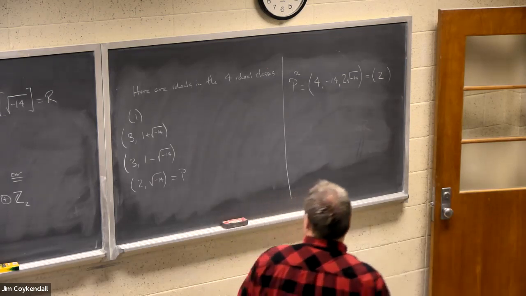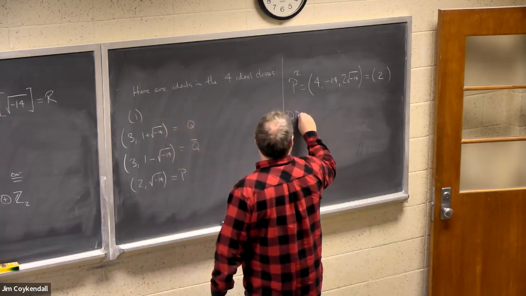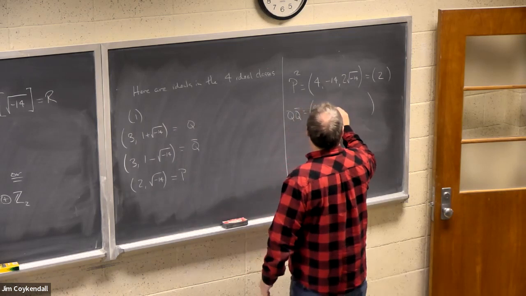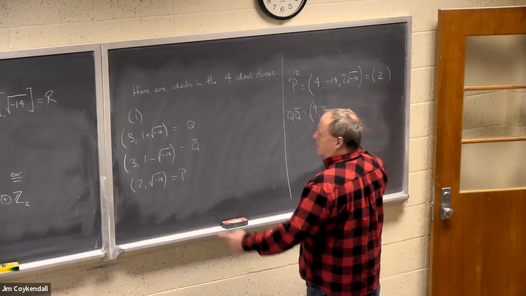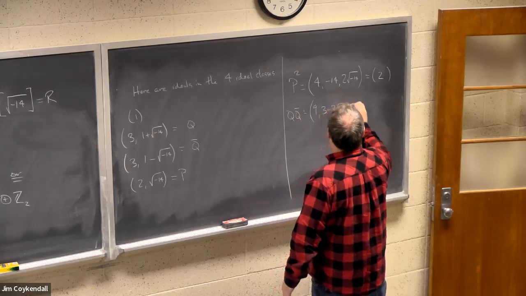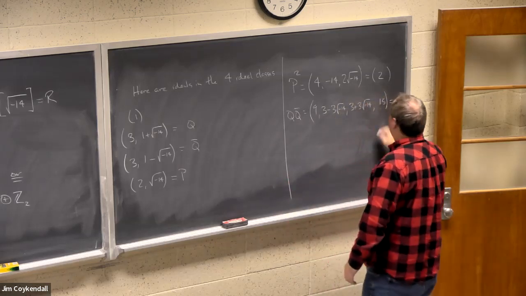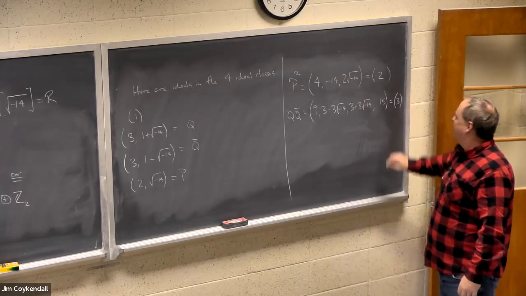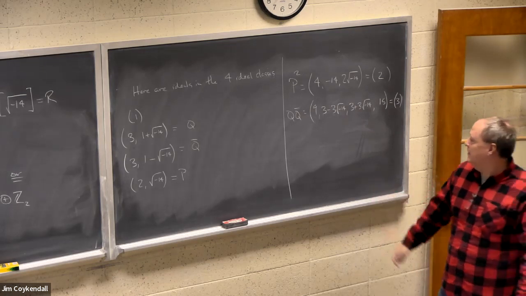Now there's a cheap way I can do this. Let's call these Q and Q bar. If I multiply these, I get 9, then 3 minus 3 radical negative 14, 3 plus 3 radical negative 14, and then 15. And this is the ideal generated by 3, because 3 divides all of this, and with the 9 and the 15, I certainly get 3, from 2 times 9 minus 15.